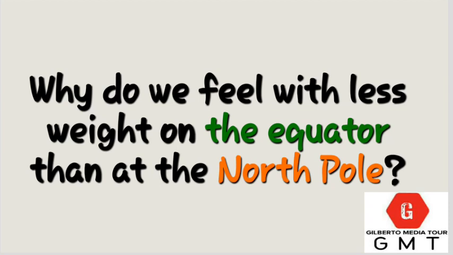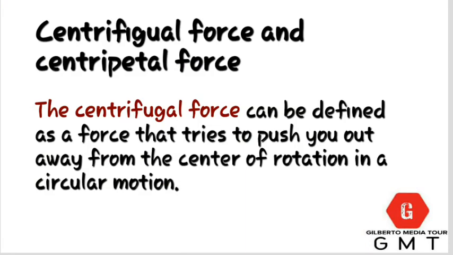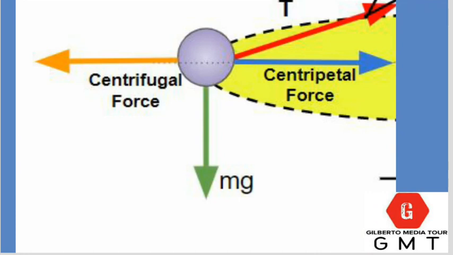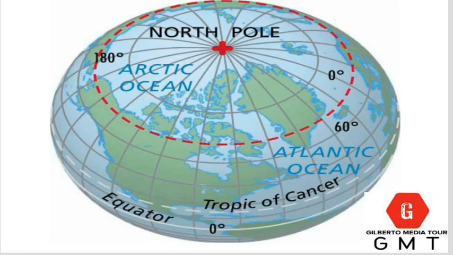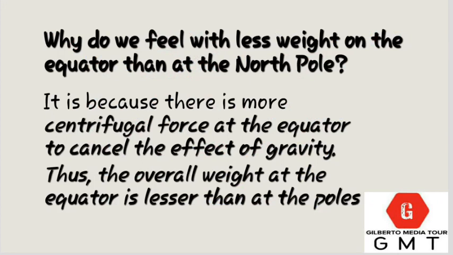In short, we feel less weight on the equator because the distance separating the equator and the center of the Earth is high. As the distance increases, the acceleration due to gravity will decrease, and the centrifugal force will be high. The centrifugal force pushes the object at the equator to move freely. So it is very understandable that at the equator the centrifugal force is high and the weight will be low.